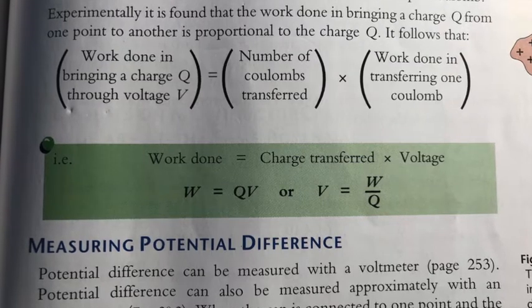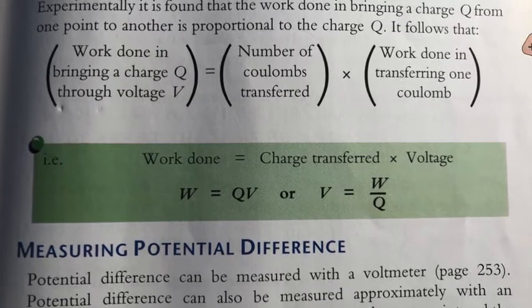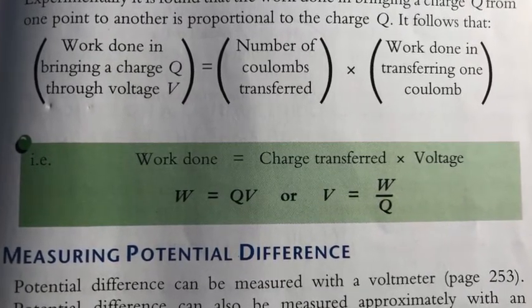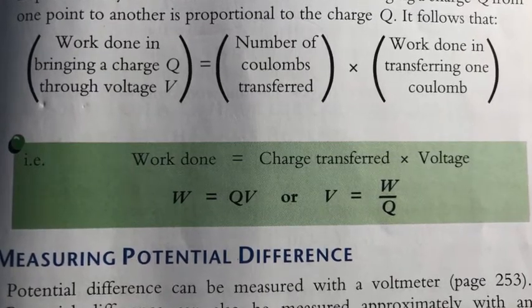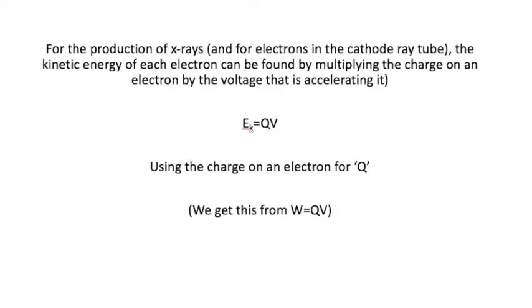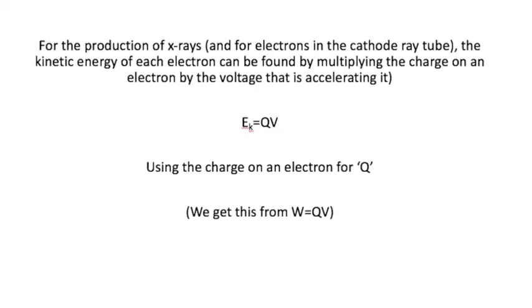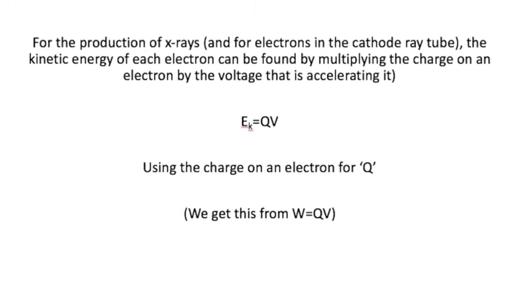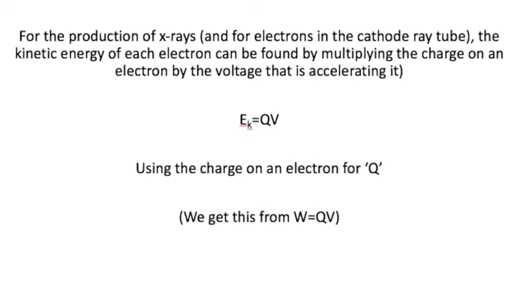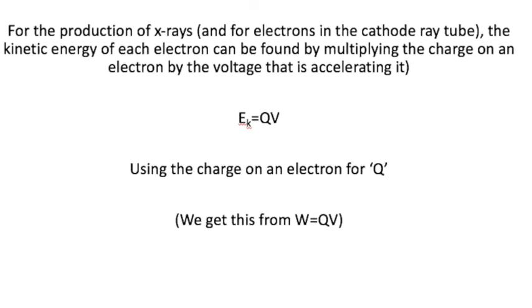If you think back to when we introduced potential difference and voltage, we said that volts are defined as when you do 1 joule of work to bring 1 coulomb from one point to another. So the work done is equal to the charge times the voltage, just by rearranging that. So if you look at our situation where we're talking about how much kinetic energy these electrons would have, this is both for the production of X-rays and for the cathode ray tube. You can easily find it by just multiplying the charge on one electron by the voltage that's accelerating it.